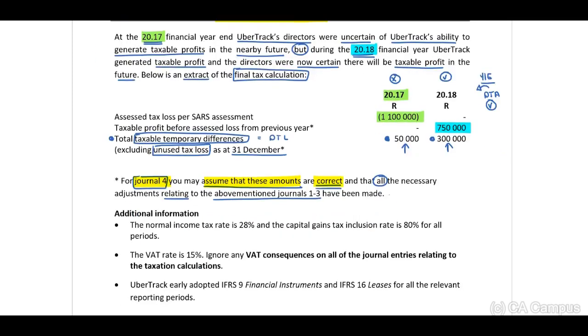Additional information. The normal income tax rate is 28% and the capital gains tax inclusion rate is 80% for all periods. The VAT rate is 15%. Ignore any VAT consequences on all of the journal entries relating to the taxation calculations. Therefore, guys, in terms of our journals, please ignore that. UberTrack early adopted IFRS 9 Financial Instruments and IFRS 16 Leases for all the relevant reporting periods.